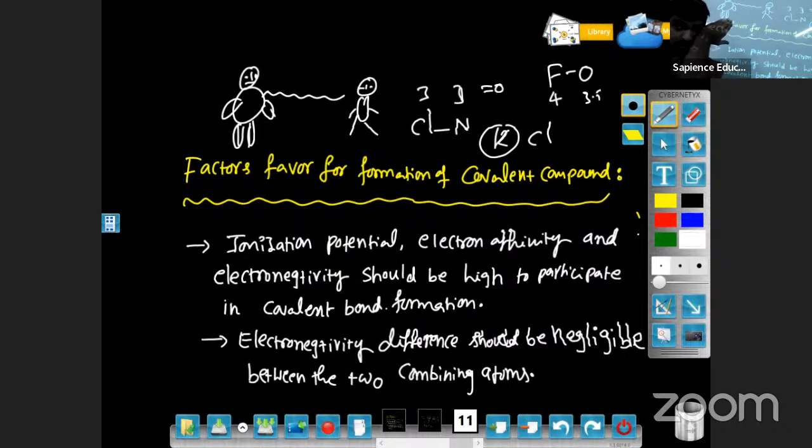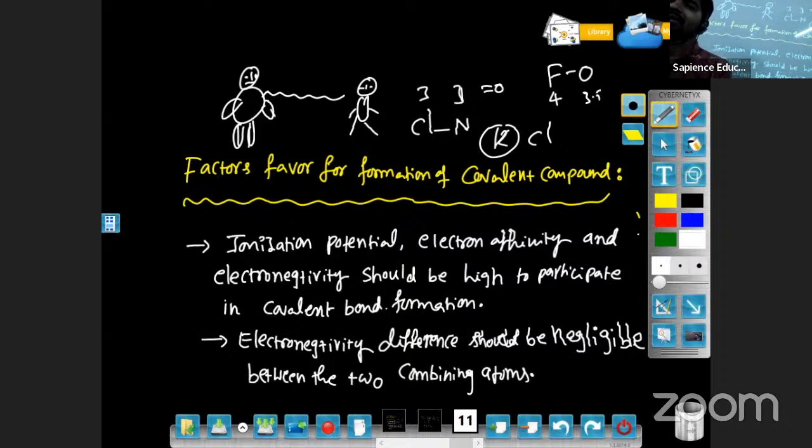electronegativity of chlorine, electronegativity of nitrogen. How much difference? Already I gave you a few element values. Yes, you didn't note them. Electronegativity.